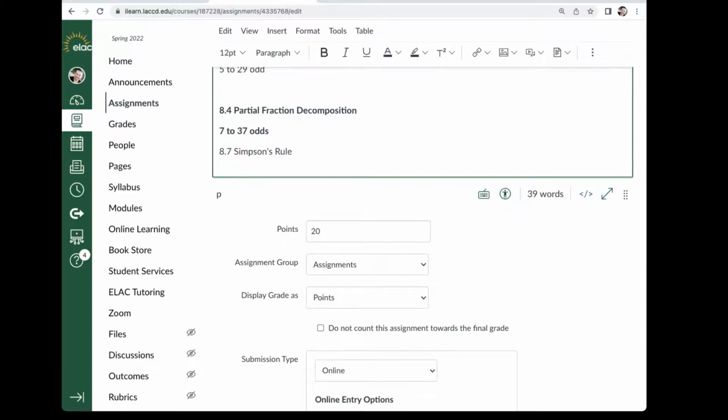Okay, so try a few on your own, like maybe 7 to do the odds. Just do some odds here. Just try a few. 7 to maybe 15, odd. And don't do the others that they say. Only do what?